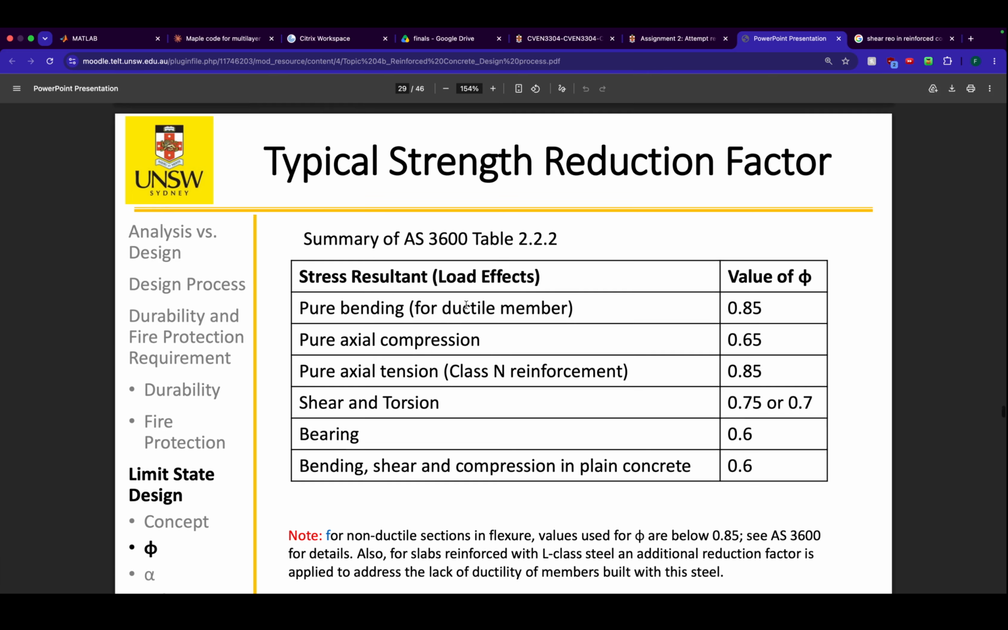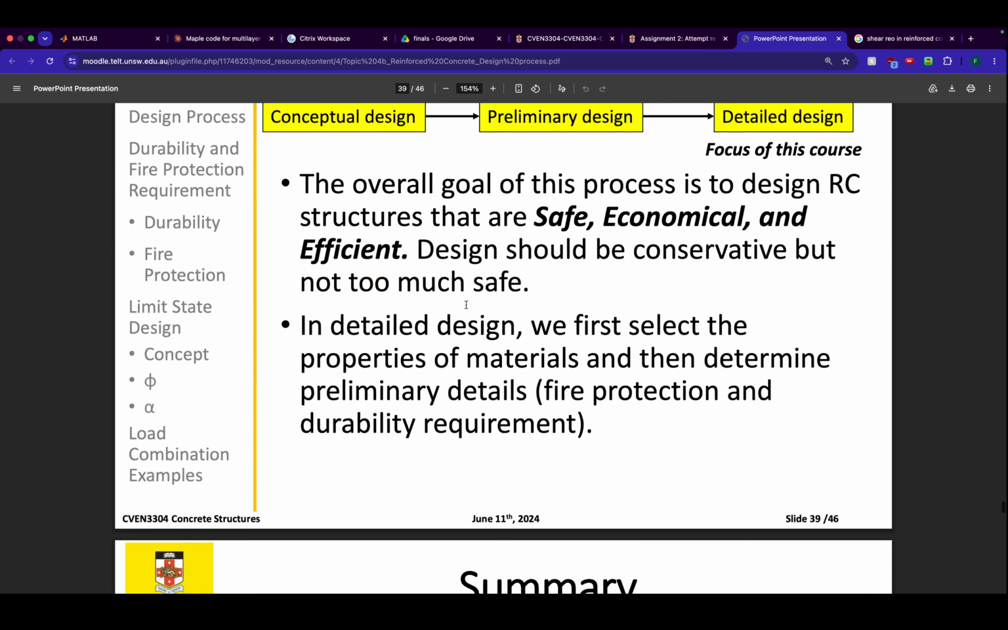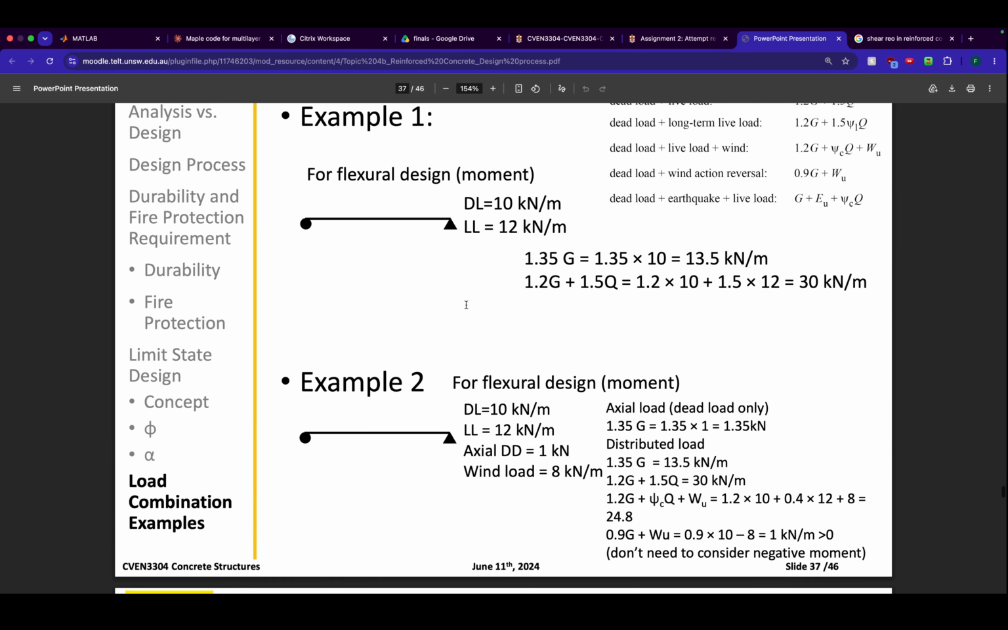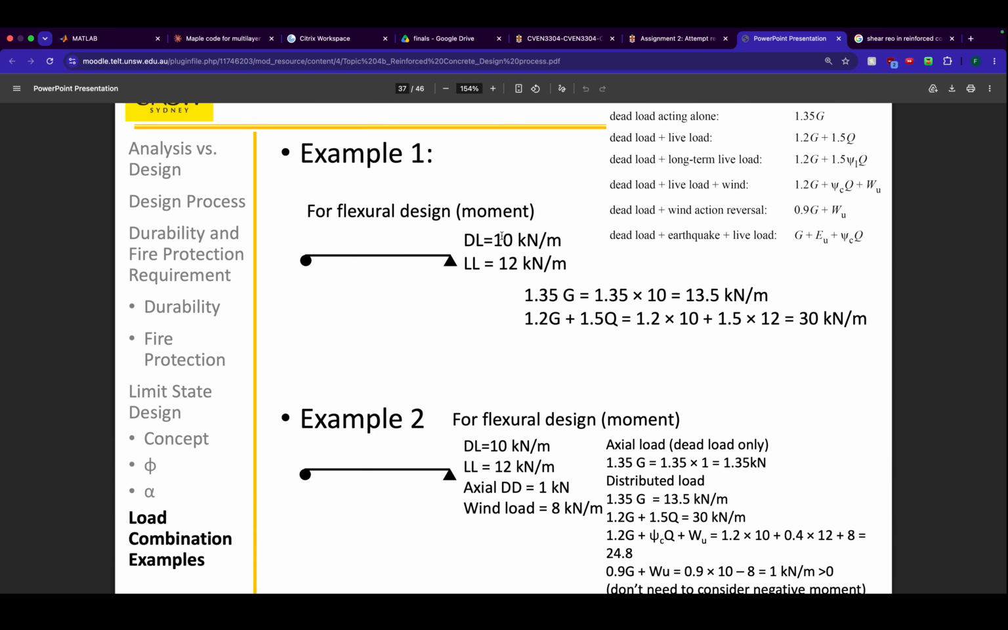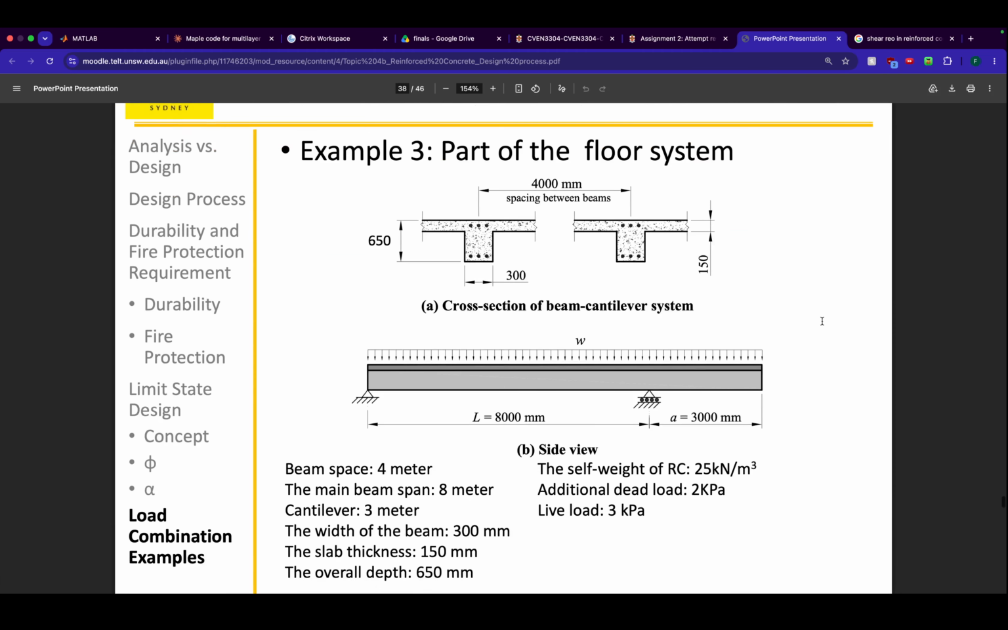That's how I'm doing that. Okay, I'll go to the assignment with you. See, there's also this part here. These are some good examples. So you have your dead load and live load, DL and LL. These are comparing the two different cases: 1.35G, and 1.2G plus 1.5Q. And which one would you take out of those two? 30, because it's larger.